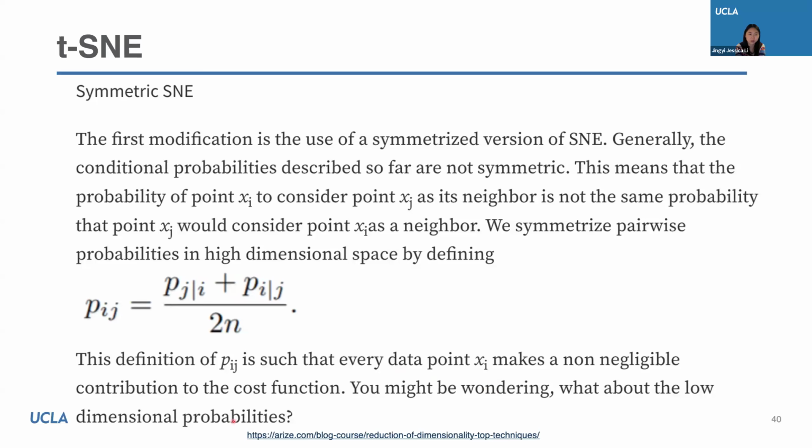You may be wondering, what about the low-dimensional probabilities? So basically, you just have Q_ij instead of Q_j given i or Q_i given j. So i and j become symmetric.